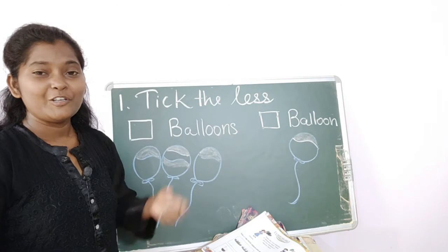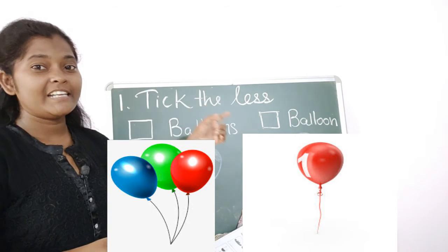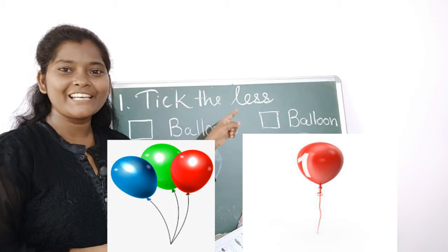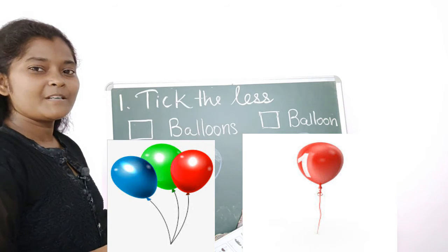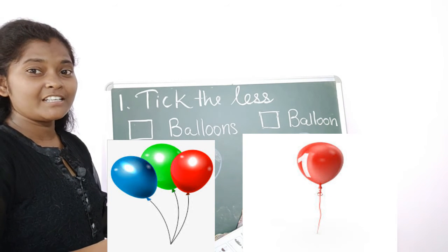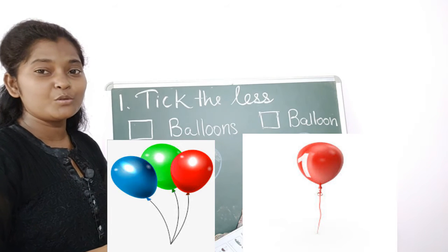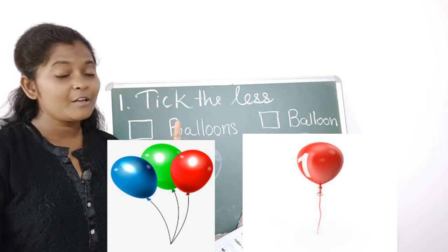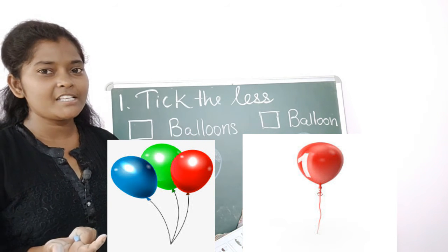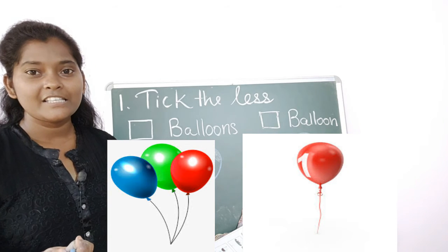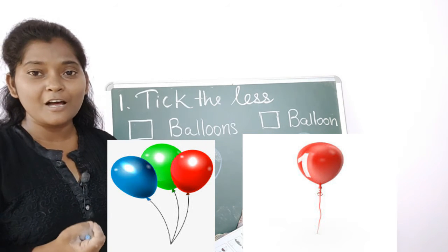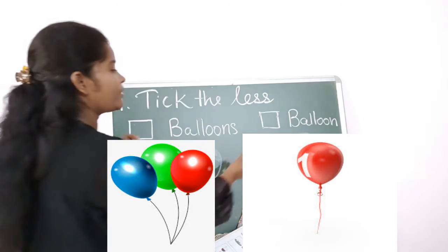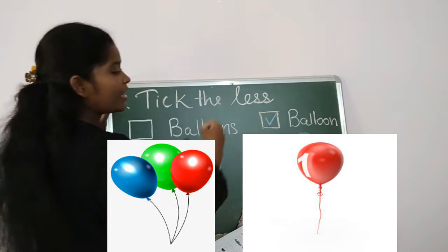Okay. This question: tick the less. Yes, I am repeating the question. Tick the less. So children, now see the picture carefully. Here I have 1, 2, 3 balloons. How many balloons? 3 balloons. And on that side I have only 1 balloon. So which one is less? Yes, less means fewer. Which one is less? Yes, 1 is less. So you have to tick the picture of 1 balloon.